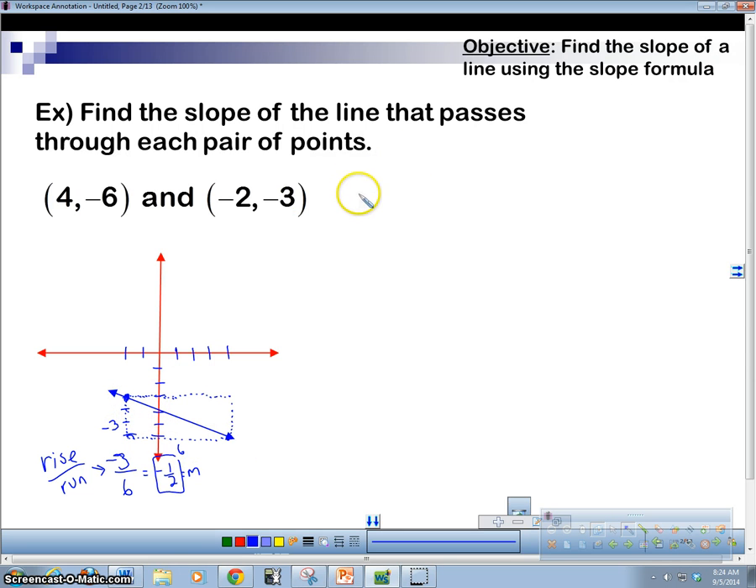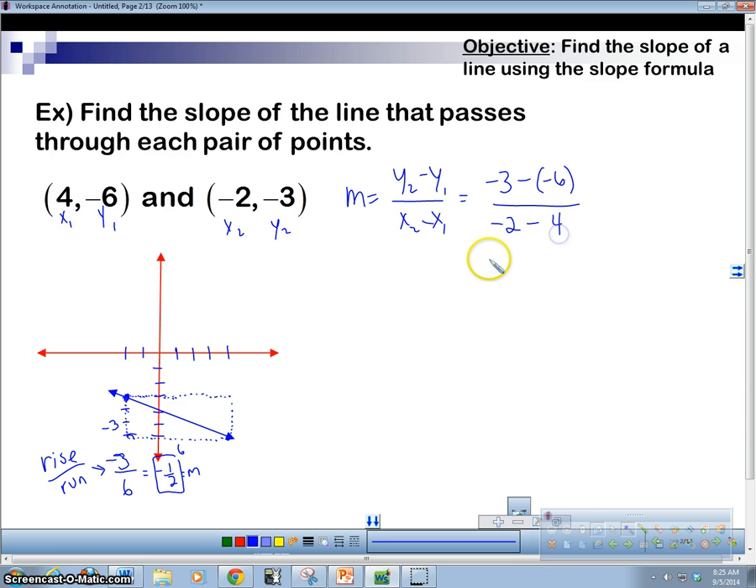Now if I want to use my formula, we're going to say y2 minus y1 over x2 minus x1. This first one is x1, and this is y1, and this is x2, and this is y2. So I'm going to go ahead and plug this in. y2 is -3 minus -6, put this in parentheses. x2 is -2 minus x1, which is 4. Let's do the math here. We got -3 plus 6, because remember we got a negative and a negative.